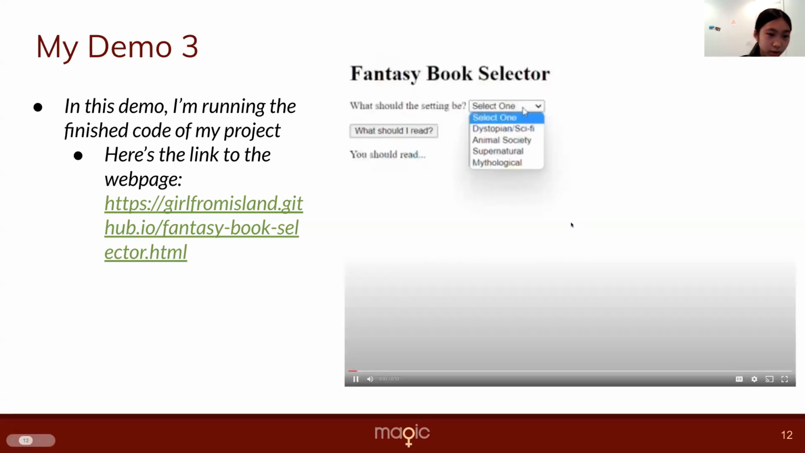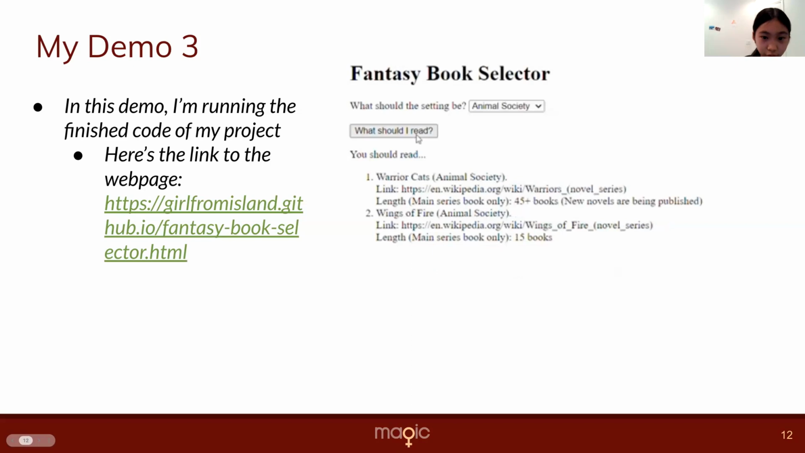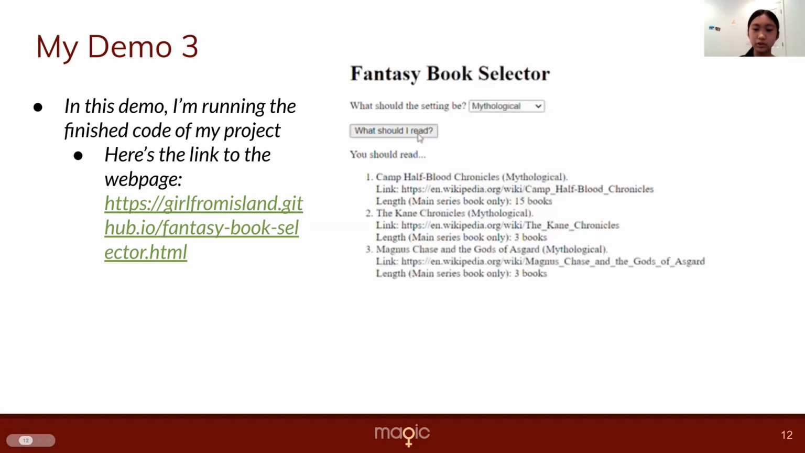On the left, it's a link to my webpage, and on the right, a video of me navigating it. Some examples, like I can choose an example like dystopian, animal societies, sci-fi, and it'll list out recommendations with the name of the series, the link to the Wikipedia page, and how long the books are. For example, here is the Shadowhunter Chronicles and Harry Potter. And the Wikipedia page, since I'm still learning how to add hyperlinks, you need to copy down the link and put it onto Google.